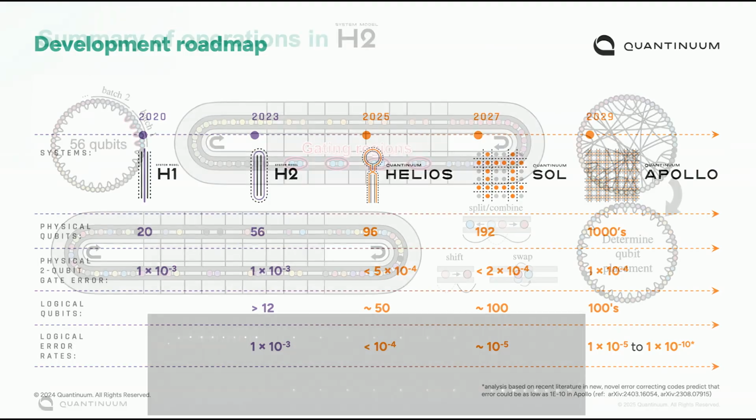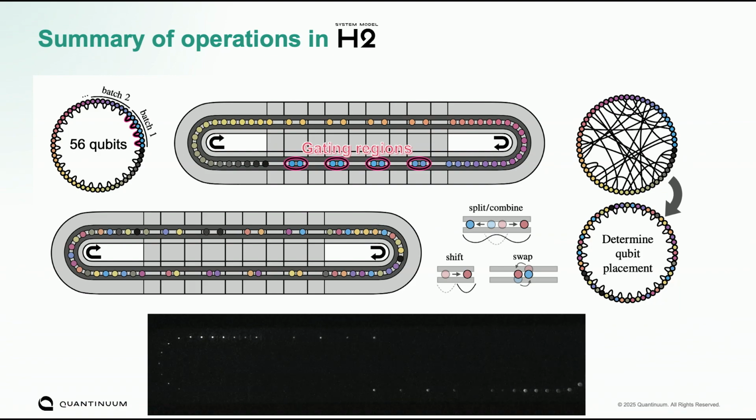devices. And so the way that the H2 machine works is it has this racetrack geometry, just kind of an oval here. On the bottom, you can see a little video of some ions running around this racetrack. In the H2 machine, we have 4 gating regions, or gate zones, shown as pink circles here. If we wanted to run some kind of arbitrary quantum circuit, maybe the first instruction is to perform 2-qubit gates with all qubits already next to their gating partner. The way we would implement that is we would do 4 2-qubit gates in parallel on these qubits already in the gating regions.